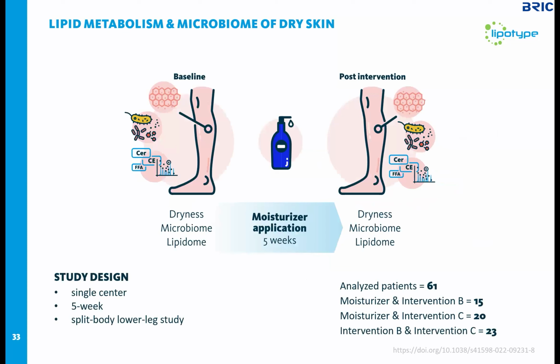This was the study design. So subjects with cosmetically dry skin have been allocated to application of a moisturizer with free fatty acids and a small amount of occluding agents for 5 weeks. And there has been sampling at the baseline with assessment of skin dryness using corneometry, skin microbiome sampling, and sampling for lipidomics analysis. So these measurements have been done at baseline and after 5 weeks of intervention.